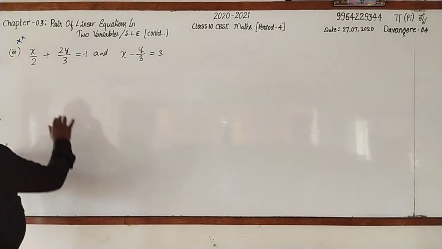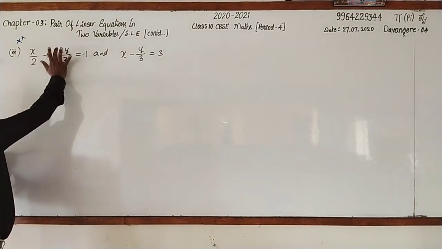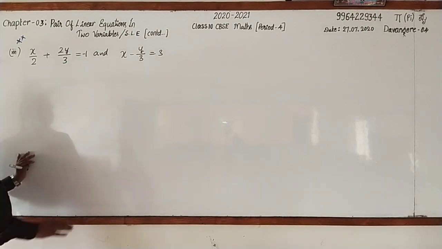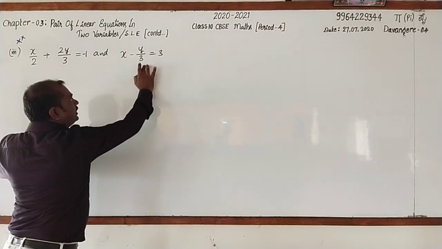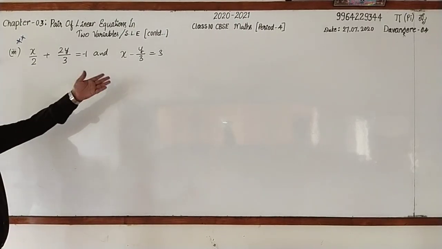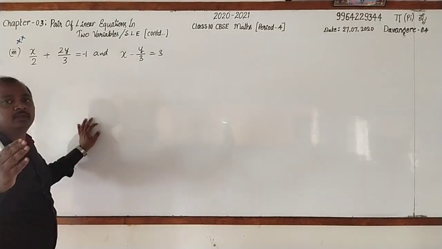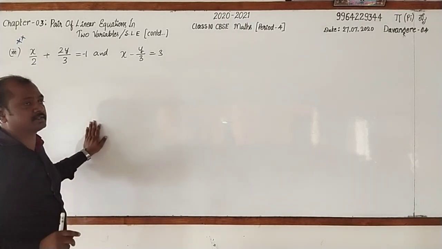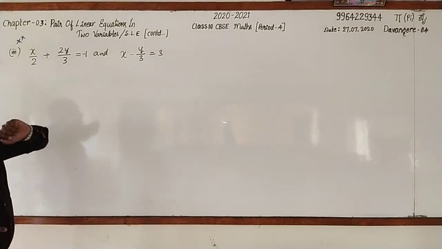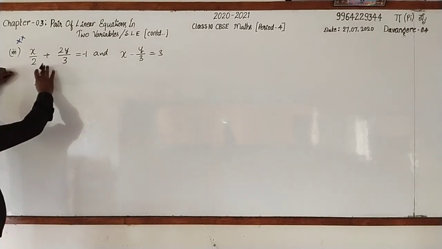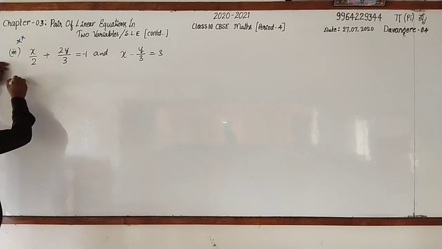Observe, x by 2 plus 2y by 3 equal to minus 1. This is the first equation. x minus y by 3 equal to 3. That is the second equation. In previous problems, the coefficients of x and y were integers. But here they are fractions, that is why first we shall simplify them.